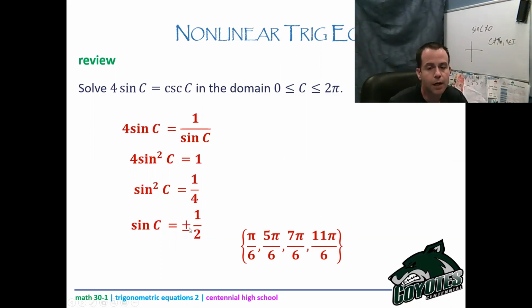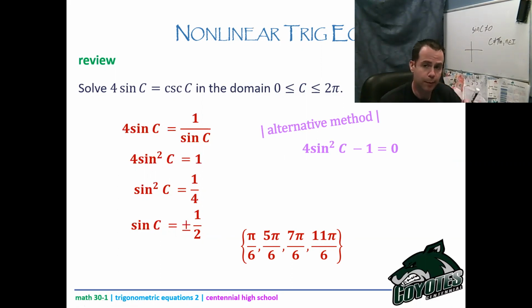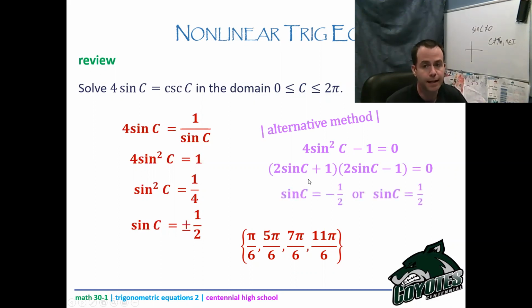The other thing to think about there, or the other way you could have done this, I'm just posting an alternative method. We could have gone back to the original question where I had already multiplied by sine c and just brought the 1 over. Then we could look at it as a quadratic and factor it. That's a difference of squares. So we'd get 2 sine c plus 1 times 2 sine c minus 1. And then that again would give us sine c equals negative 1/2.